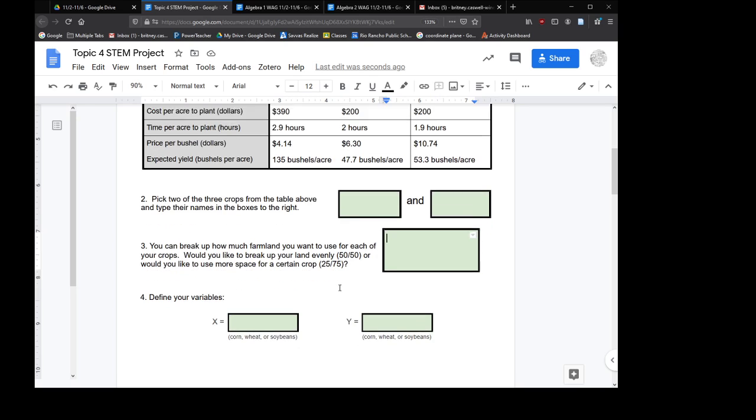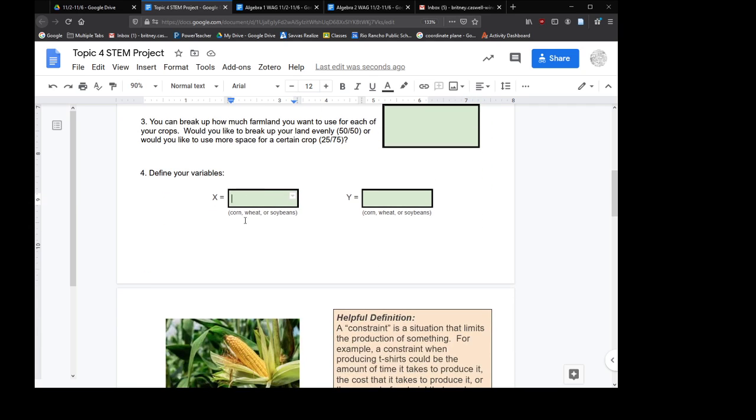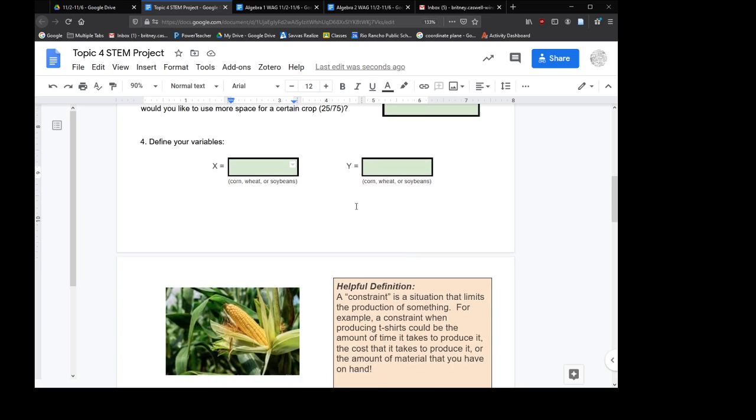Then I want you guys to decide how you're going to break up your farmland. Are you going to split those crops 50-50, or are you going to do like 25-75? If you do 25-75, say I'm doing 25% corn and 75% wheat, decide which one's the 25 and which one's the 75, okay? So then you're just defining your variables here. You're going to say which crop you're using for X and which crop you're using for Y.